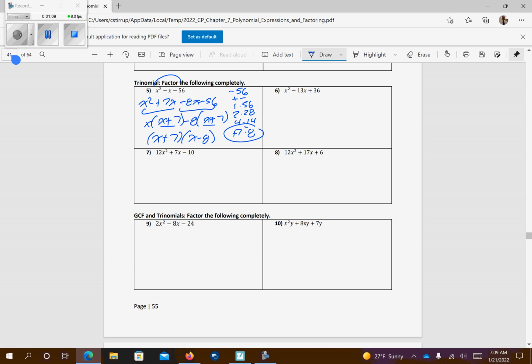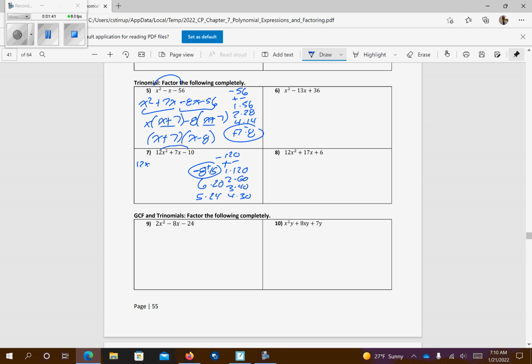All right, number 7, I'm going to multiply those together. I got negative 120. Factor it, so I have positive and negative. So 1 and 120, 2 and 60, 3 and 40, 4 and 30, 5 and 24, 6 and 20. 7 didn't work. 8 works. 8 and 15 are going to work. So I'm going to have a positive 15 and a negative 8.